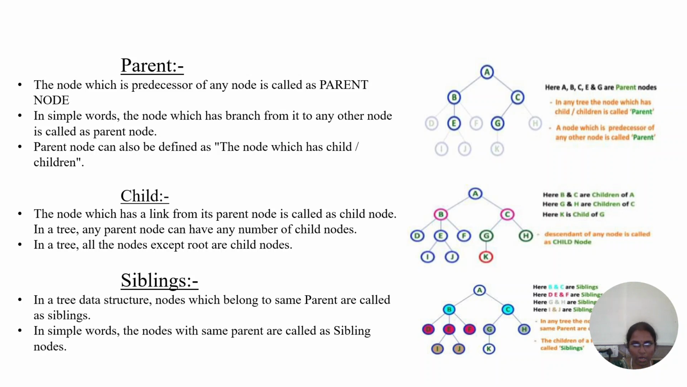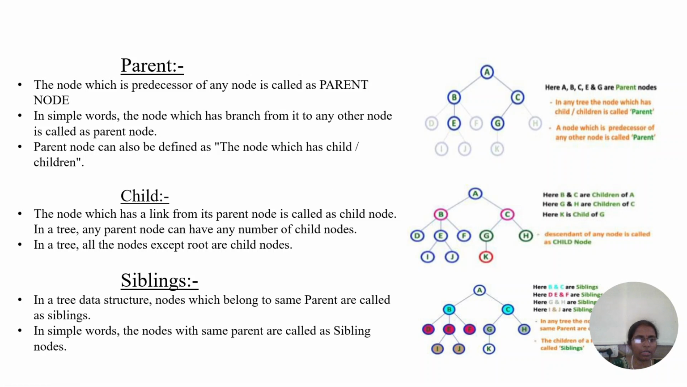The first node is also called the root node. So in this given example, B and C are children of A, and D, E, F are children of B. G and H are children of C. I and J are children of E. K is a child of G. Like this, the first node is called the root node, and all the next nodes are called child nodes.